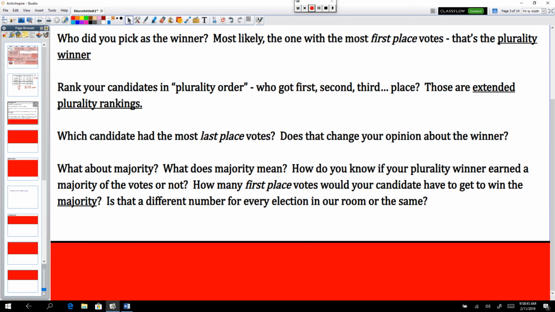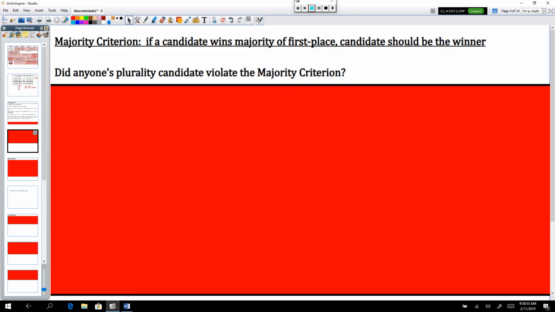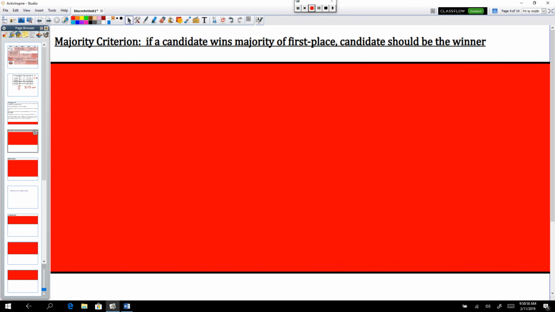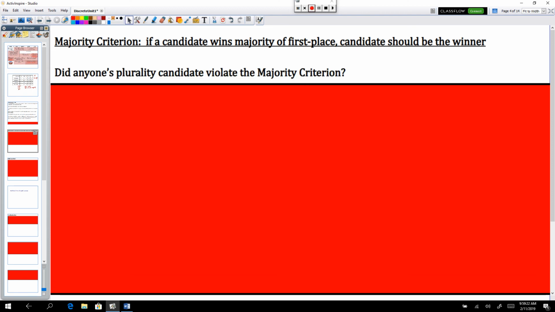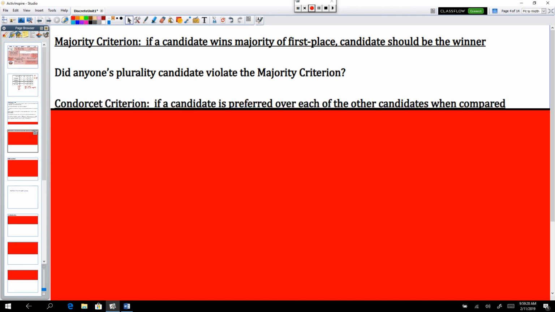Sometimes we can have a majority winner. I'm sorry, we could have a plurality winner that did not earn a majority, more than half of the votes. The majority criterion says if a candidate wins the majority of first place votes, the candidate should be the winner. Now, in this case, our winner did not have a majority of first place. We can violate the majority criterion. Again, remember, there's no perfect voting method. So if we go with plurality in this particular instance, there's a chance that we could violate the majority criterion. And certainly in several of everybody's elections, you had a plurality winner who did not have a majority.